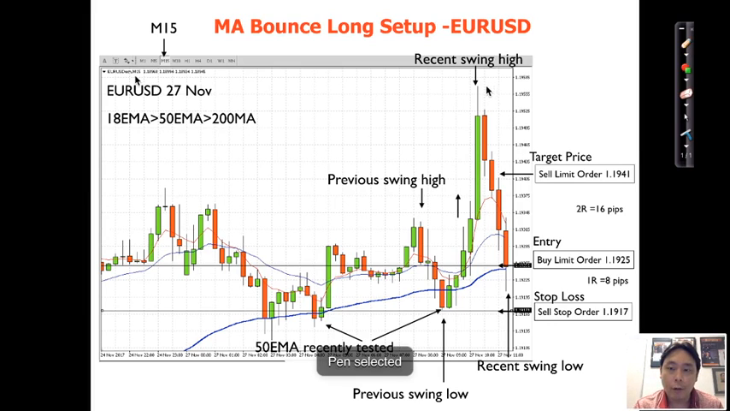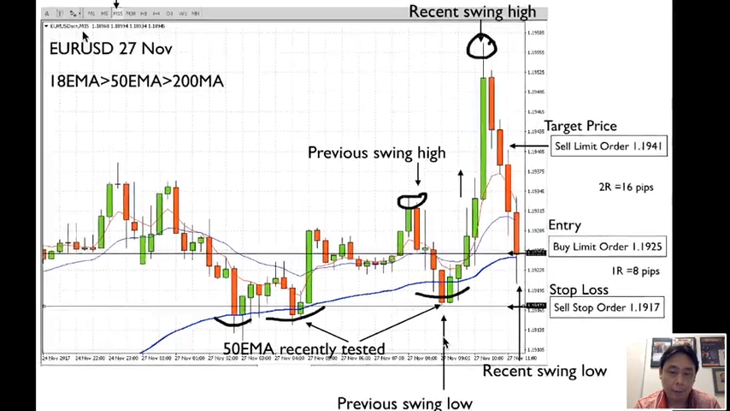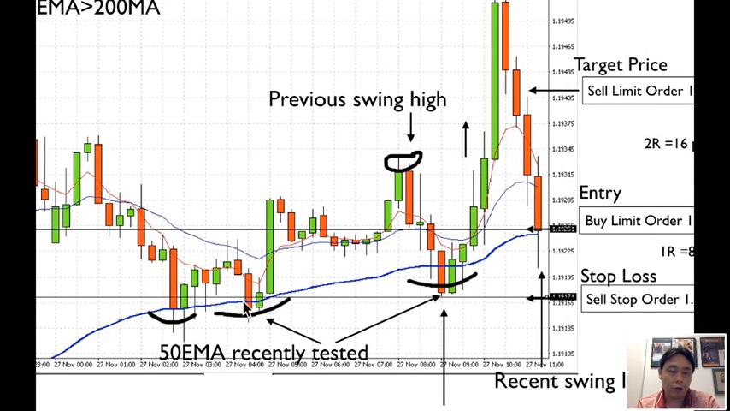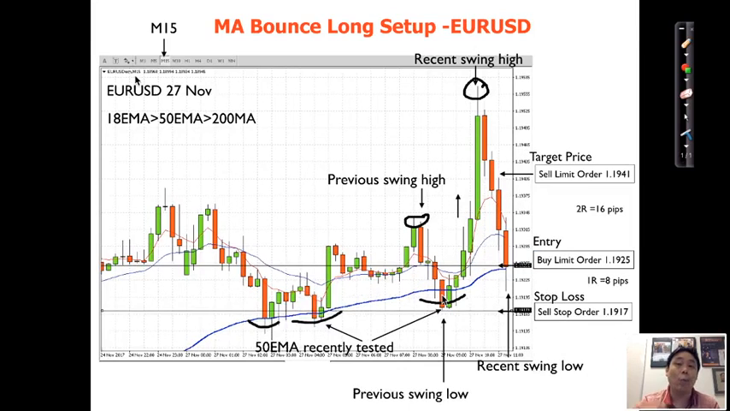So do we have an uptrend wave pattern? Yes, we do. The recent swing high is higher than the previous swing high, so higher highs. And we see that the 50 moving average has been tested before. Can you see? Strong test, strong test, strong test. Again, we only need one test, but we've got three tests here, so that makes it pretty darn strong, okay?